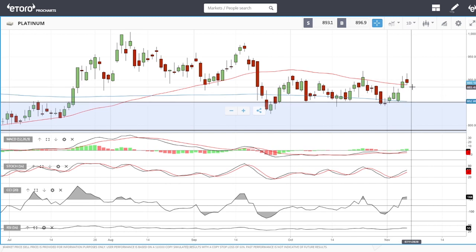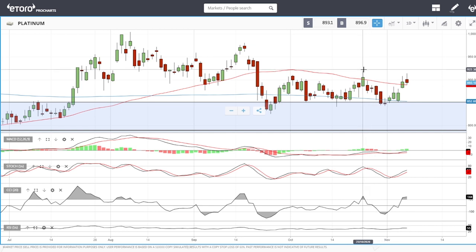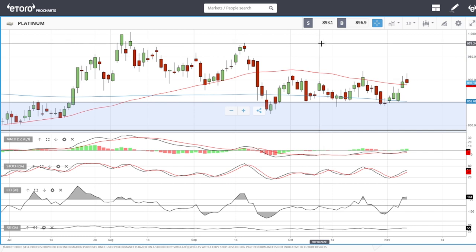So for those that want to trade within this range here, this probably is a perfect market. It's not my cup of tea. But a rally above these highs will open the doors to 953, to 979, and then to 1000.